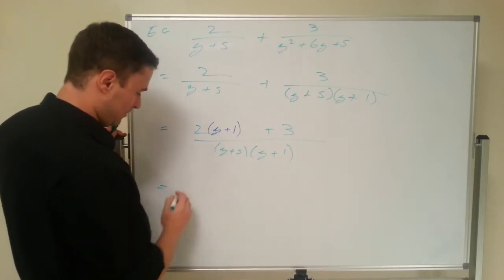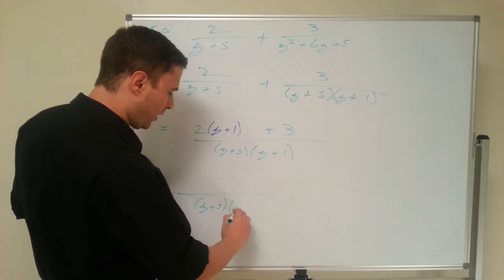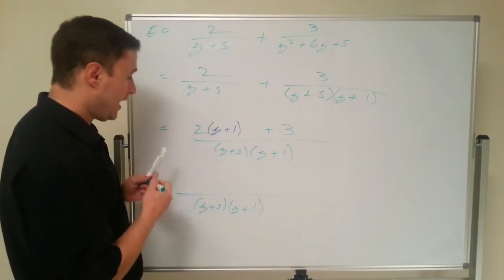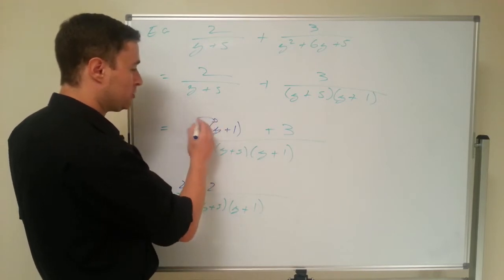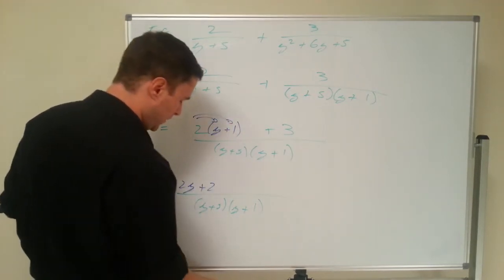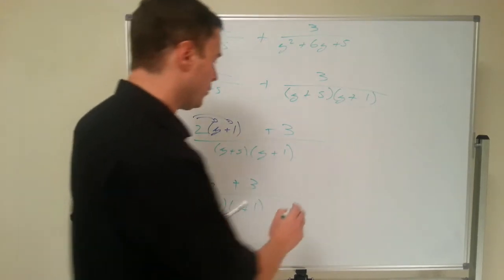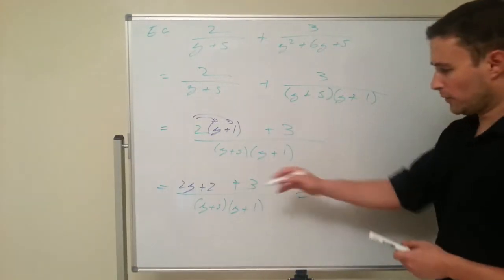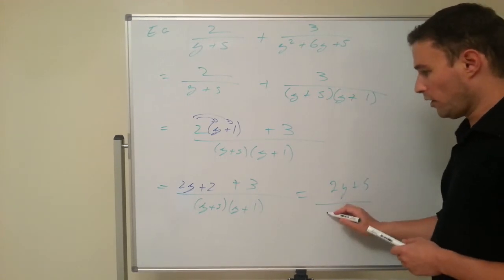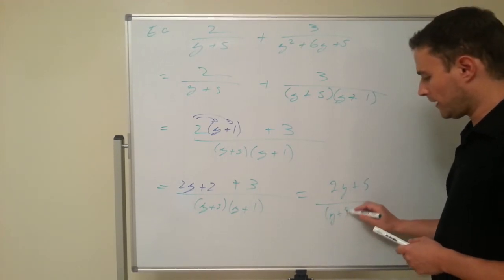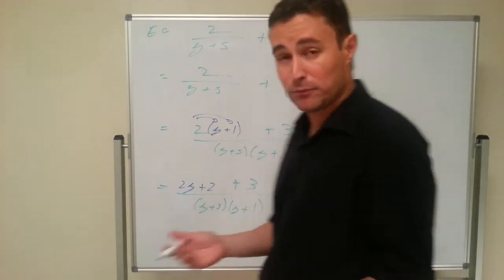So, I'm going to just write this out. I've got the brackets, y plus 5, y plus 1. And on top, I've got 2y plus 2. I've distributed that 2 to both of them. Plus 3, tidy it all up: 2y plus 5 all over y plus 5, y plus 1. Okay, bada bing, bada boom, we're done.